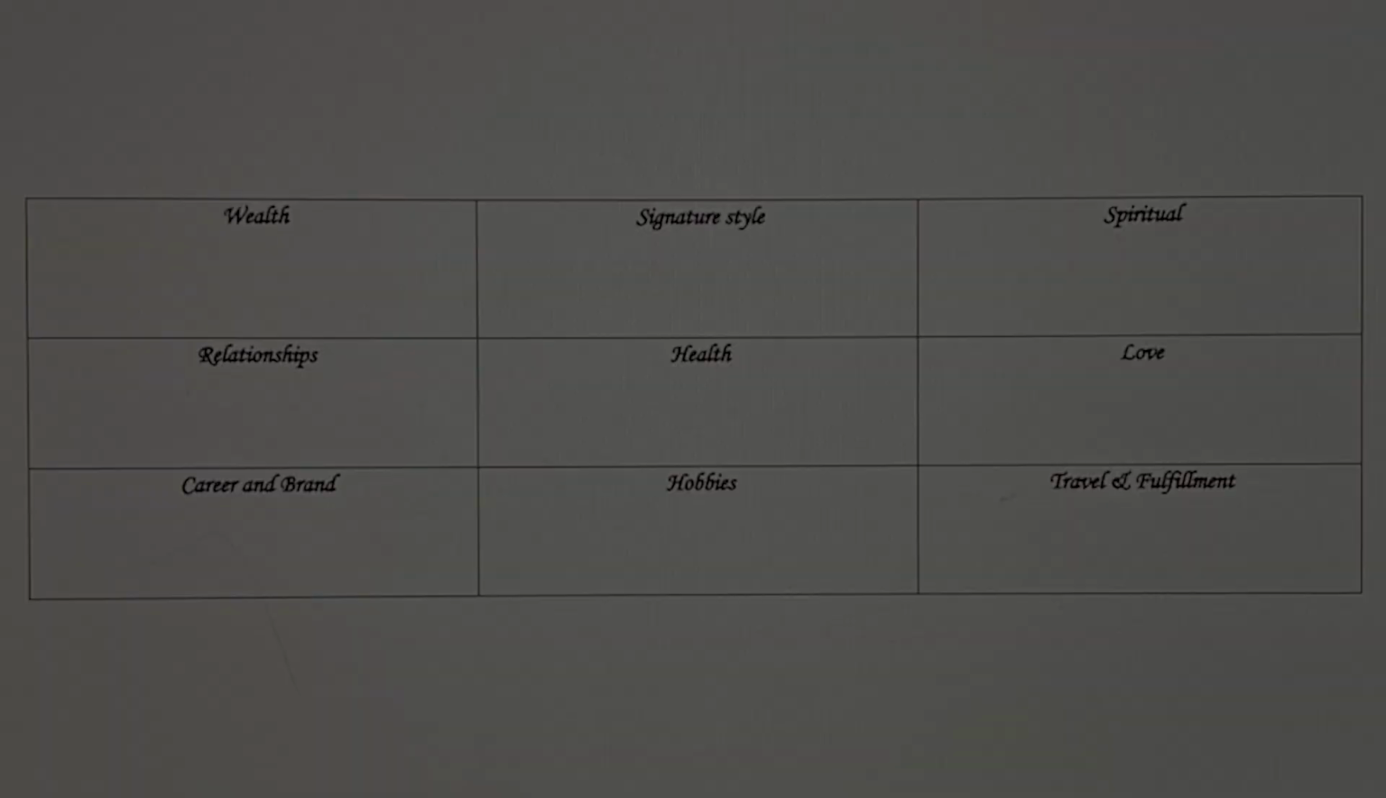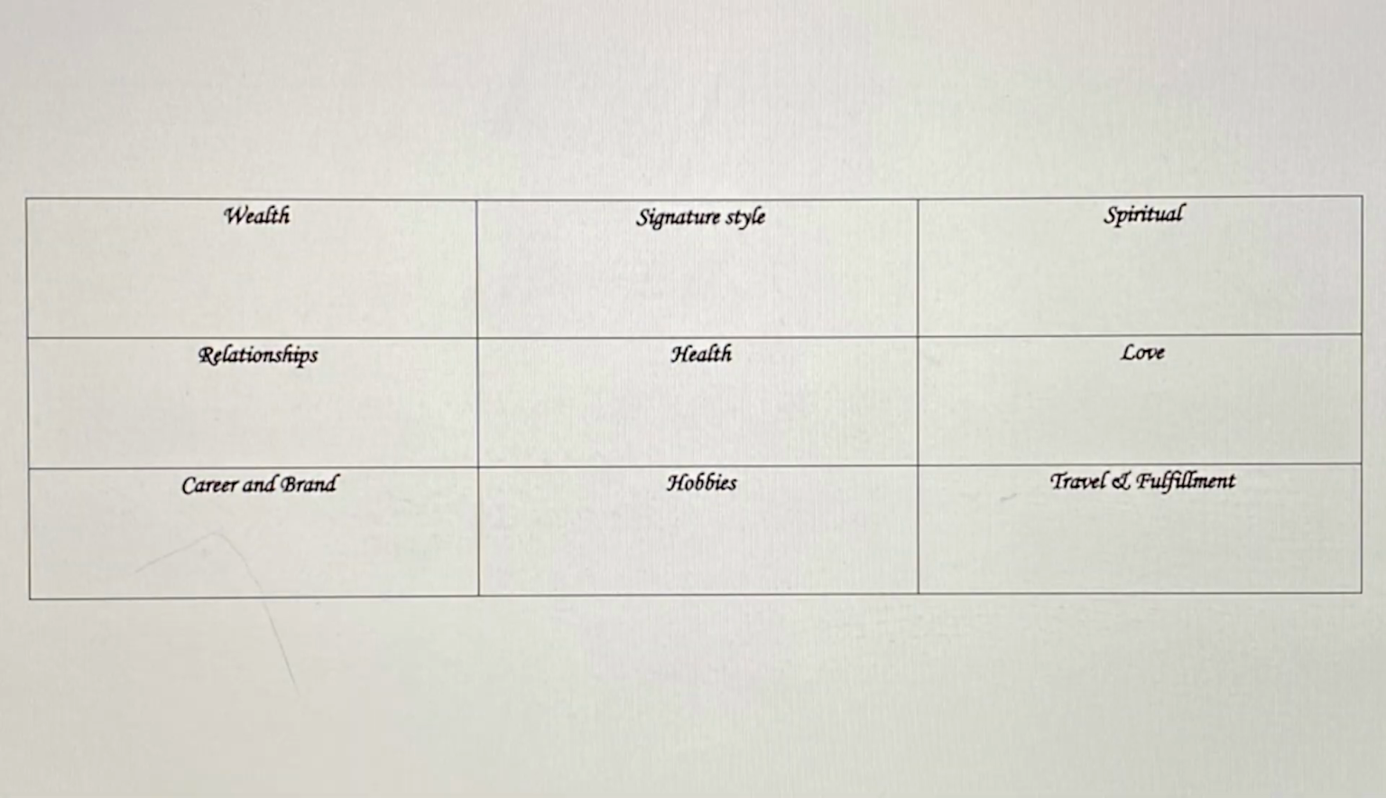Okay, so the first step, you need to create a table with 9 blocks. Arrange them from left to right. The first row should be, from left to right, the following categories: wealth, your signature style or your reputation, basically how you want to be seen, and spiritual. Second row, again, starting from the left, relationships, health, and love. Followed by the last row, your career and brand, hobbies, and travel. Once we get this table created, let's move on to the second step.